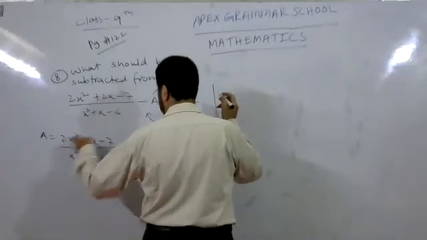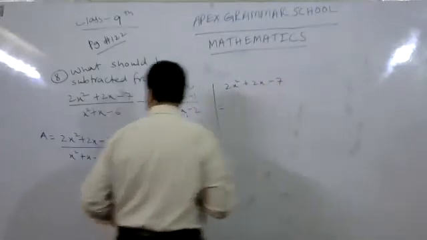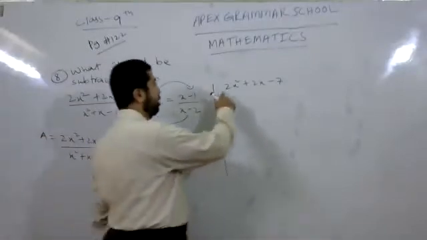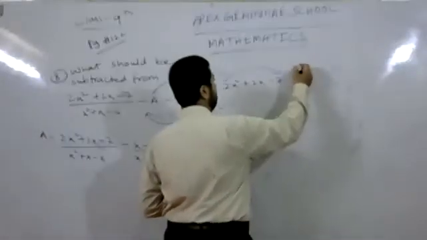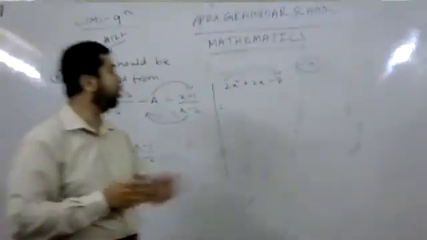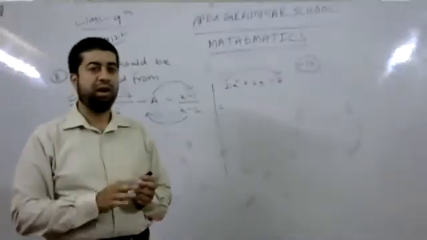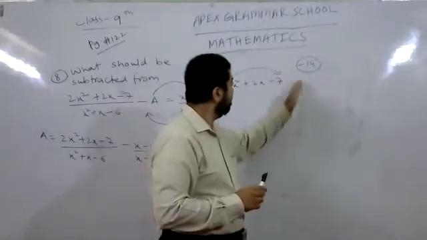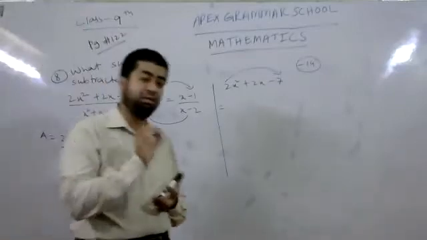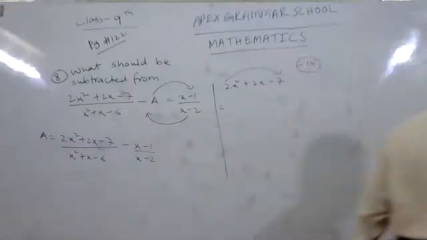First, we can say that this is 2x squared plus 2x minus 7. If its factorization is possible, then we need to make factorization. 2 multiplied by minus 7 means minus 14. So we need two numbers whose multiplication answer is minus 14 and whose sum is plus 2. Frankly speaking, its factorization is not possible because we can't find the relevant pair for this expression. So its factorization is not possible.